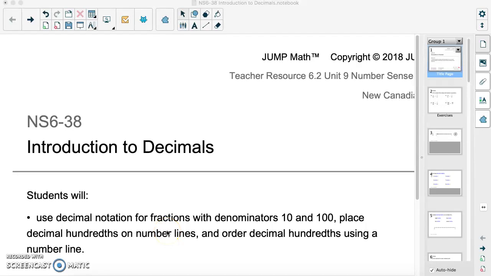Today's lesson is on an introduction to decimals. So students will use decimal notation for fractions with denominators 10 and 100, placing decimal hundredths on number lines and order decimal hundredths using a number line. If you haven't yet, please preview the vocabulary on your Power Learning dashboard for this lesson before beginning so that you're familiar with some of the terms we're going to talk about.